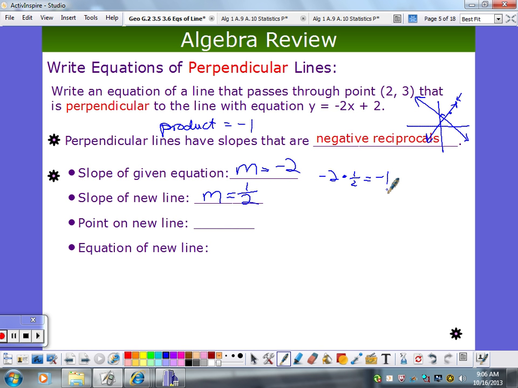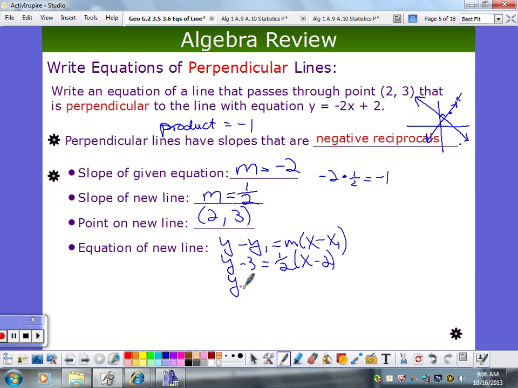Points on the new line. My new line is going through (2, 3). So there's my point. I have a point and I have a slope, so point-slope: y minus y1 equals m times x minus x1. So this time my y1 is 3, and the slope is 1/2, x minus 2. y minus 3 equals half x, half times -2 is -1. Add 3, plus 2. y equals half x plus 2, I hope.